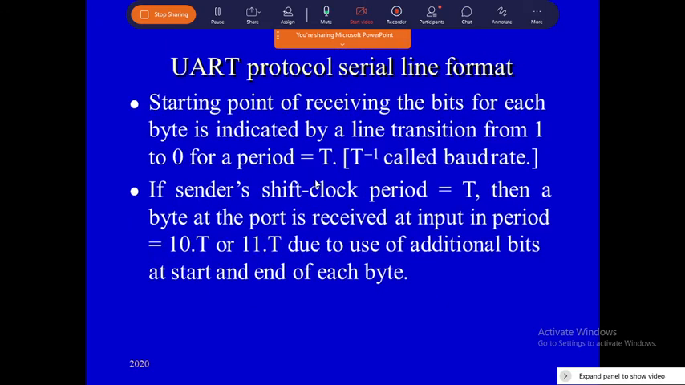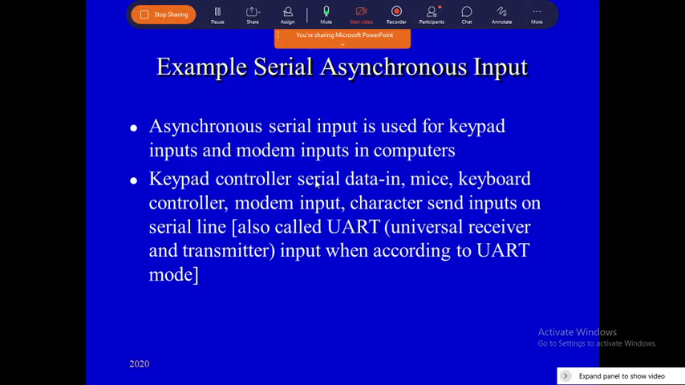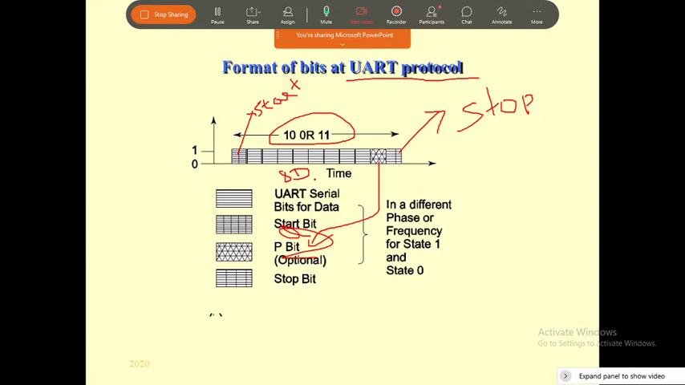All of you got to know how exactly this works. For the asynchronous UART protocol format, you have to draw the diagram and explain that this is a start bit, a stop bit, and the P means programmable bit. This is the optional one, and the 8-bit data will be there and will be sent to the receiver.